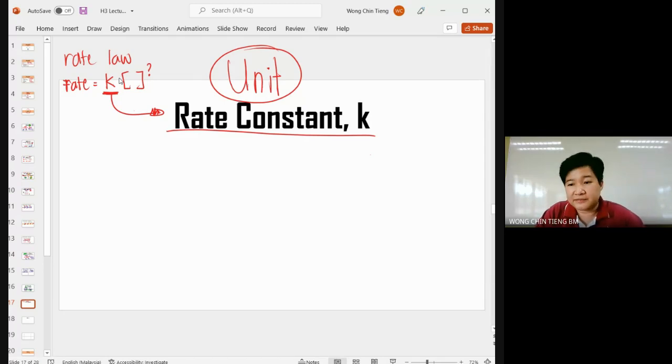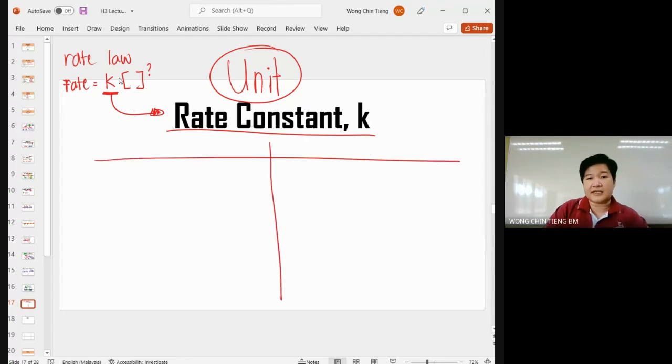Kamu kena kira, bukan setakat value berbeza. Dengan kata lain, rate constant K ni, walaupun nama dia rate constant, bukan constant macam 8.314 atau 0.08206. Dia adalah constant yang value dia akan berubah mengikut eksperimen, mengikut reaction. So kamu kena kira. Dan yang paling special pasal rate constant adalah unit, sebab unit dia akan berubah.